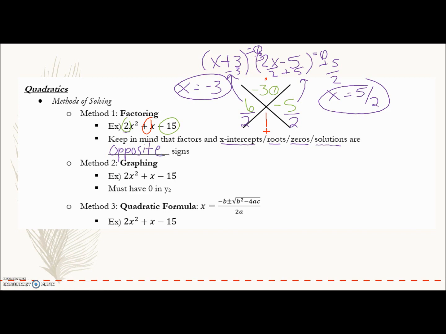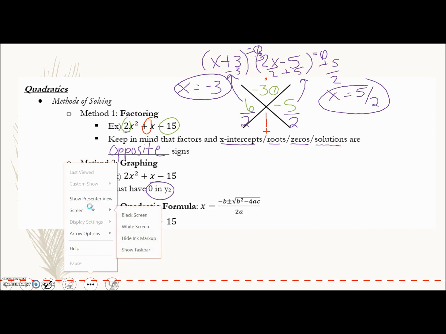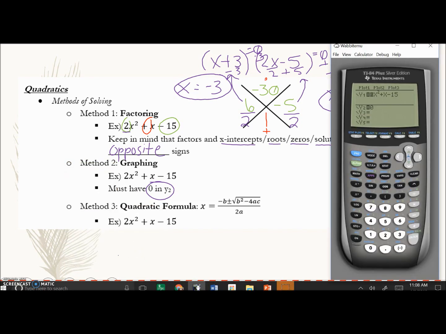The next method is graphing. So you can only use this if you're allowed a calculator. So what you have to do is you have to put that equation into y1, and you must have 0 in y2 or it won't work. So I go to y equals, there it is in y1, I have 0 in y2, you graph it. Now if it's a multiple choice, I would suggest trying to just use your eyes to see where it's crossing the x-axis and seeing if you can eliminate any answers, and maybe you'll be able to eliminate all but one.